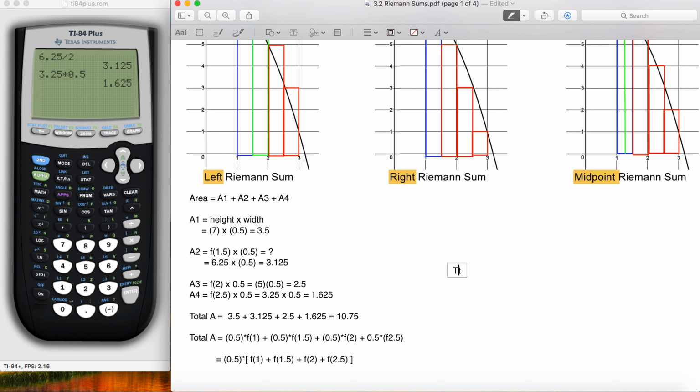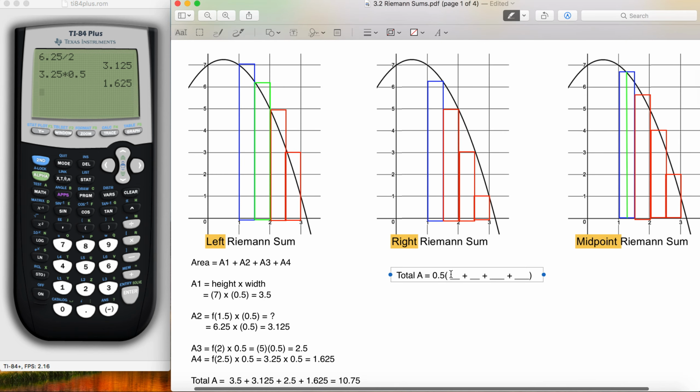We know that the total area, just like before, is going to have this 0.5 times the 4 different heights, right? Just like here. Here's the height of the first rectangle, height of the second rectangle, height of the third rectangle, height of the fourth rectangle, all multiplied by the same width because they have the same width, right? So our question here now is, what are the heights of each rectangle?